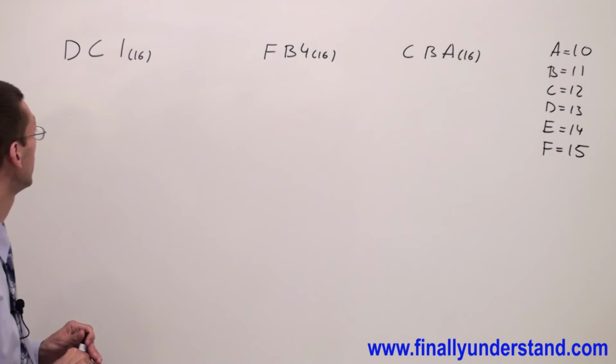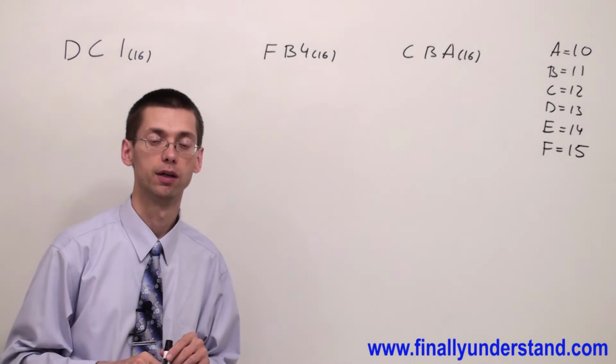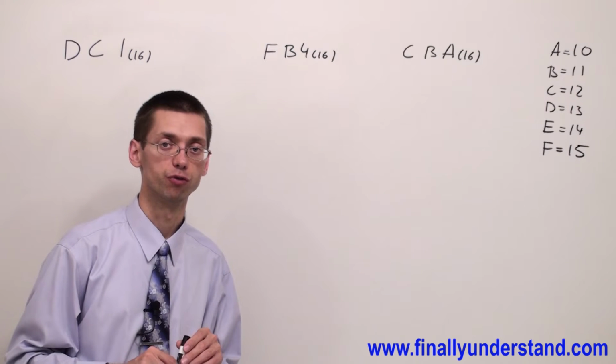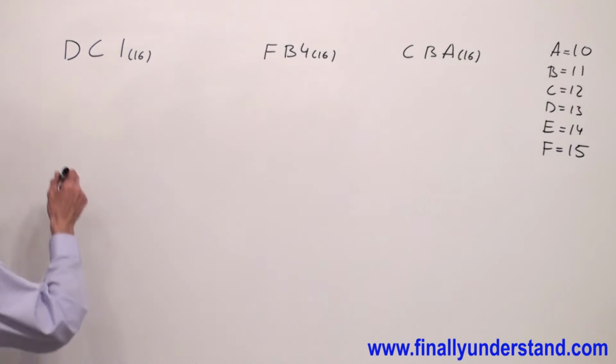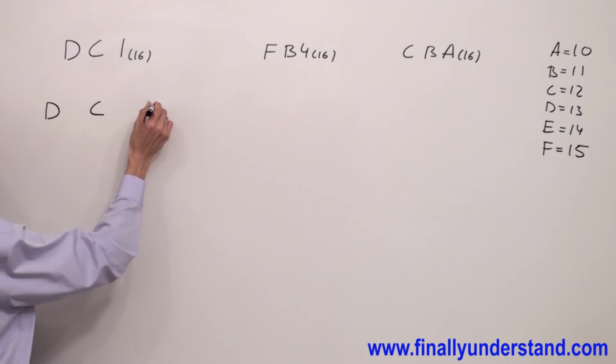Let's convert these hexadecimal numbers to binaries. Again, we're supposed to convert every single digit of hexadecimal number to 4-bit binary number. So I have D, C, 1.